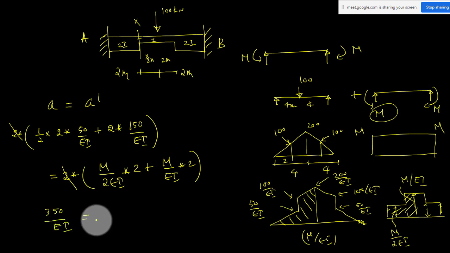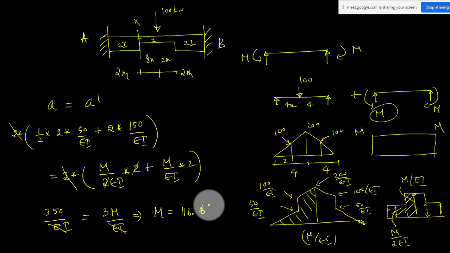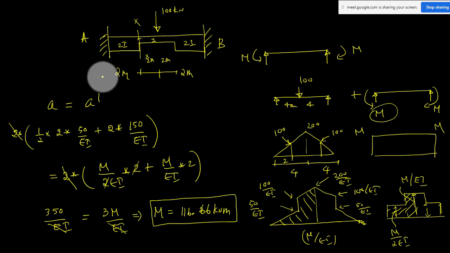so by EI it is equal to, these two will get cancelled, M plus 2M, 3M, by EI, so this EI will get cancelled, M is equal to 350 by 3, so that is 116.6 kilonewton meter. It is your moment. So that is your value of the fixed moment MA and MB. Okay, the value is 116.66 kilonewton meter.